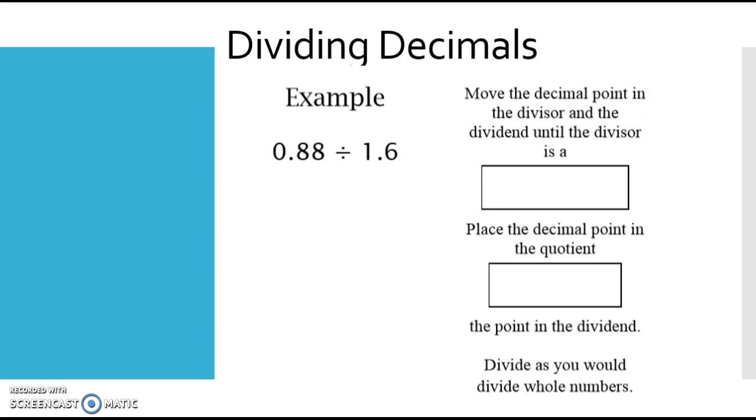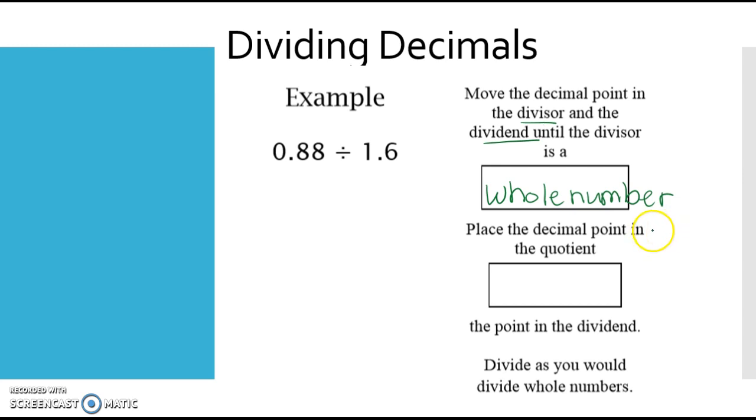So first it says move the decimal point in the divisor and the dividend until the divisor is a whole number. Now here, divisor and dividend, those are two vocabulary words that we use when we're dividing numbers. When we set this problem up, I will go over which one is the divisor and which one's the dividend, just to make sure we remember. We're going to go ahead on with our notes then.